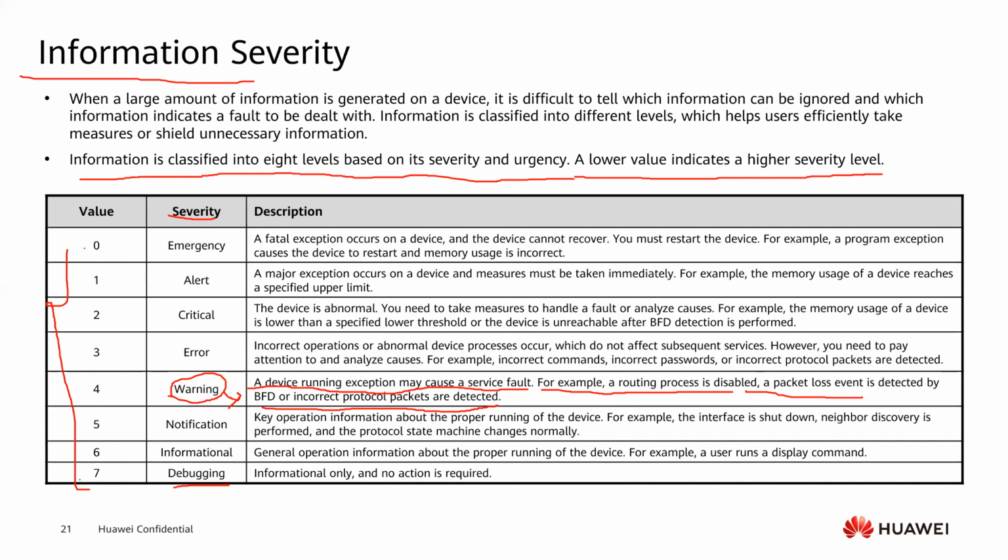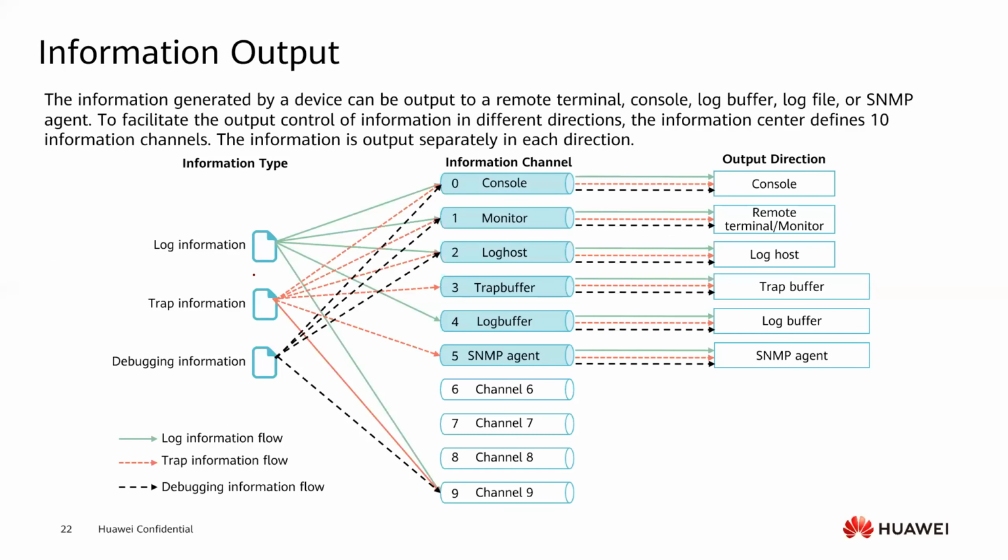Debugging is informational only, and no action is required for debugging. The highest level, which needs to be processed immediately, is emergency. For example, a program exception causes the device to restart, or memory usage is incorrect. This is an emergency.